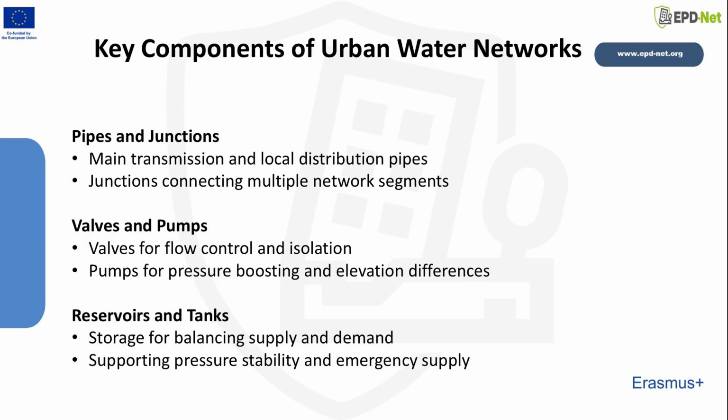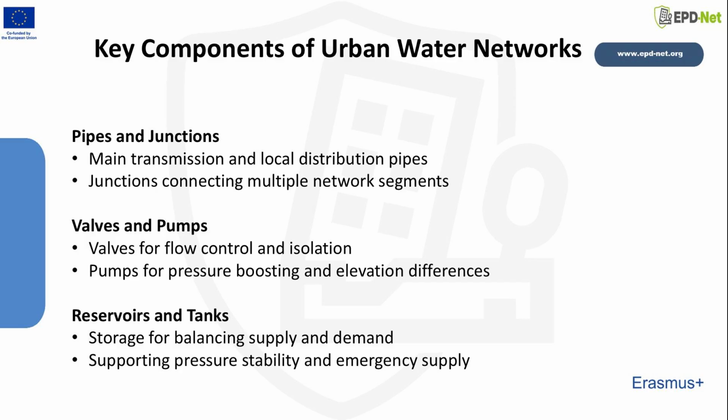Urban water networks are composed of several key components that work together to deliver water efficiently and reliably. Pipes form the physical structure of the network, transporting water from supply sources to end users. Junctions connect different pipe segments and allow water to flow through multiple paths within the system. Valves and pumps are critical control elements within the network.